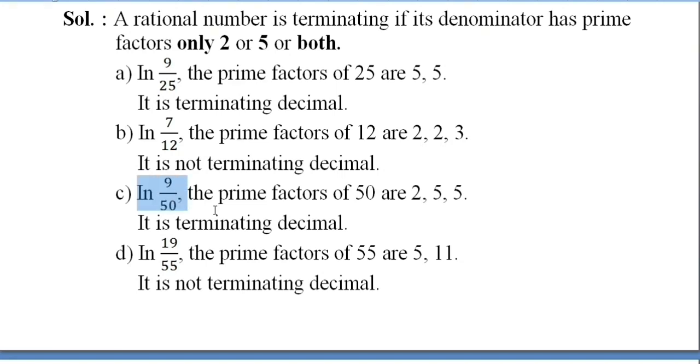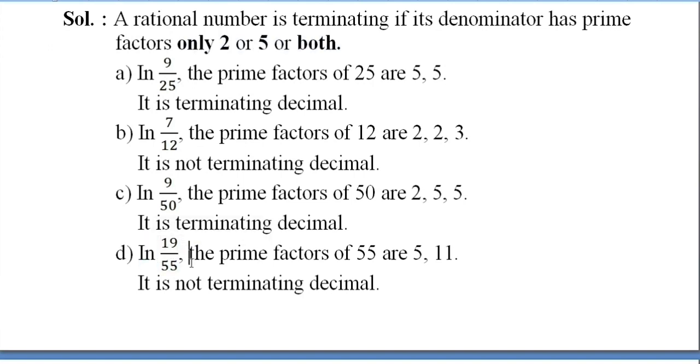C: 9/50. The prime factors of 50 are 2, 5 and 5. It is a terminating decimal because the prime factors are only 2 and 5. Follow these rules.